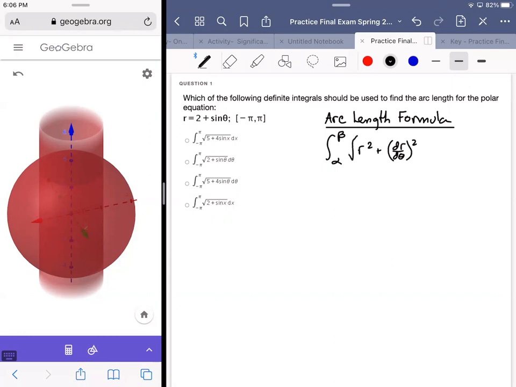squared all under the radical d theta. All right. So we have the r. We need the dr d theta. So dr d theta is going to be, well, constant goes to 0, sine of theta goes to cosine of theta.